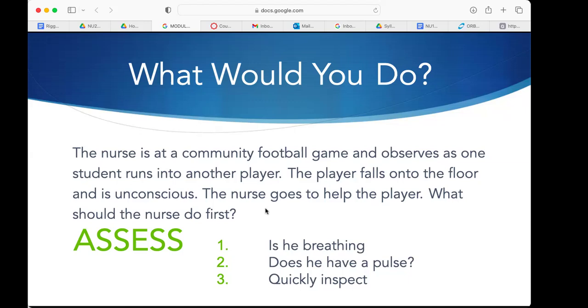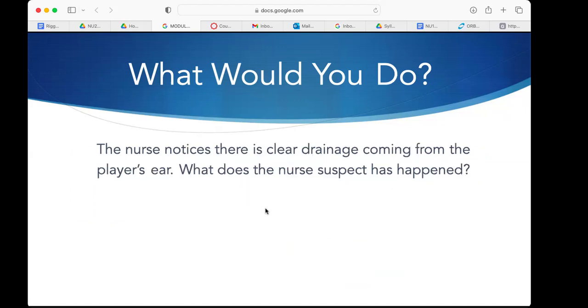So you gotta check if he's breathing, if he has a pulse, and then if he has those things, you can quickly inspect him, because remember, if he's breathing and he has a pulse, you're like, okay, I don't need to do CPR. What's next? If you don't know what to do next, assess. So you quickly inspect him, right? And he is breathing and he does have a pulse. You're inspecting and you note that there's clear drainage coming from his ear.